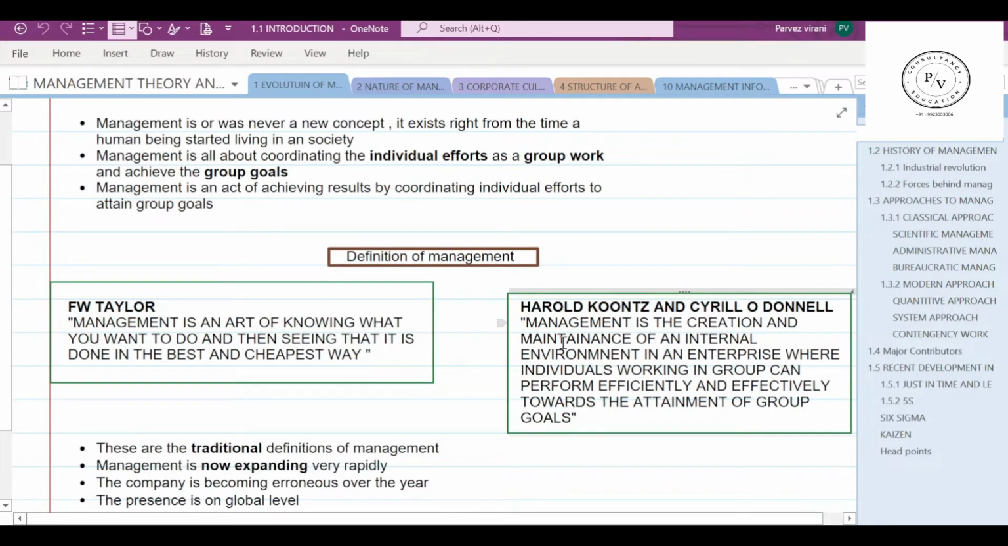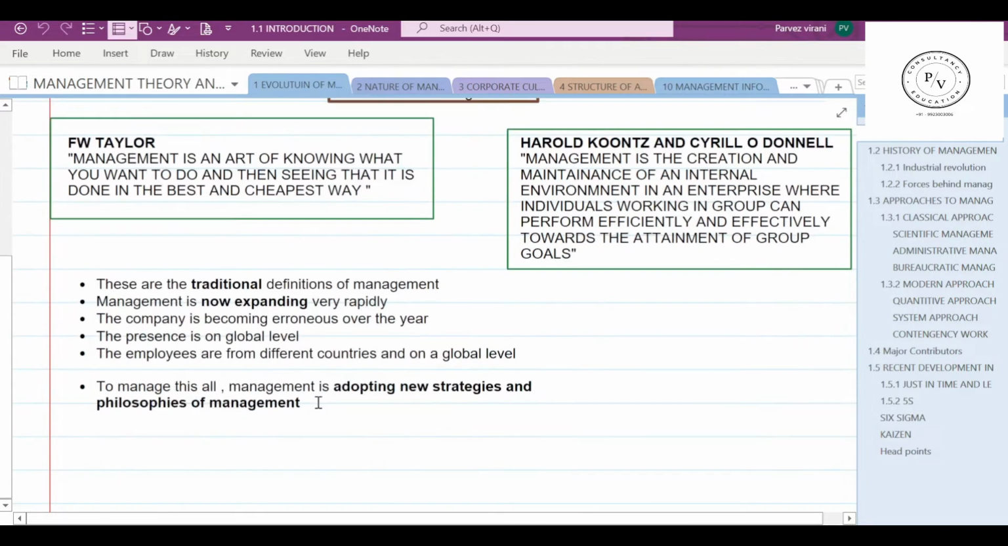It says that management is the creation and maintenance of an internal environment in an enterprise where individuals working in a group can perform efficiently and effectively towards the attainment of the group goals. Okay, so from these two definitions there are a few points that we can understand. These are the traditional definitions of management.